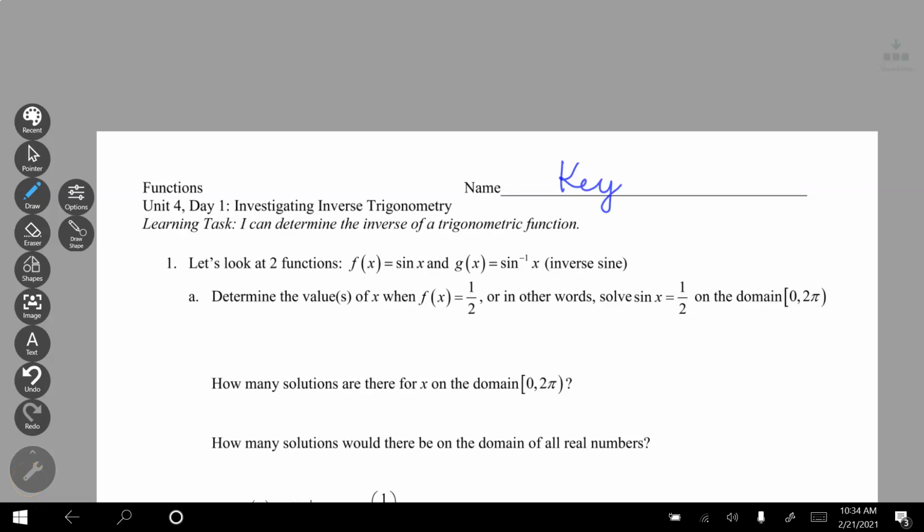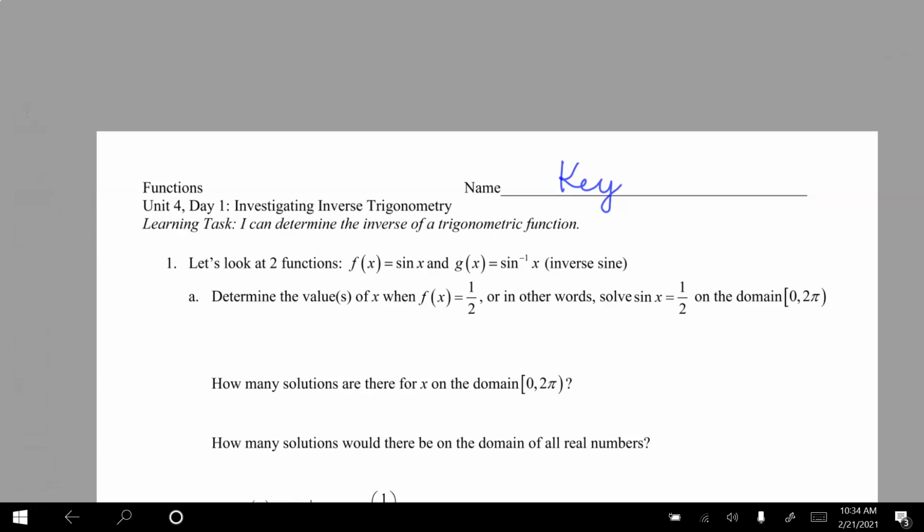Okay, we're going to start a new unit. Unit 4 is going to be more trigonometry. We're going to use a lot of the ideas we did last unit. Day 1 is going to be investigating inverse trigonometry. So we're going to have to start thinking in reverse.